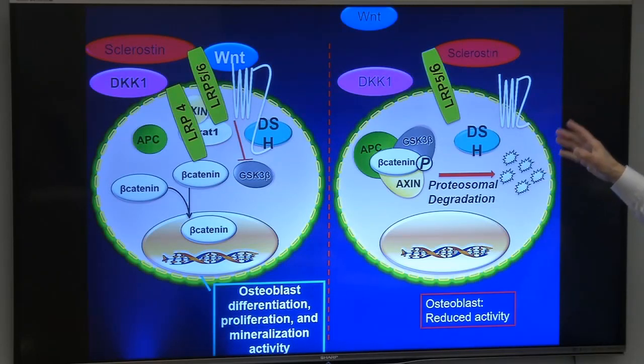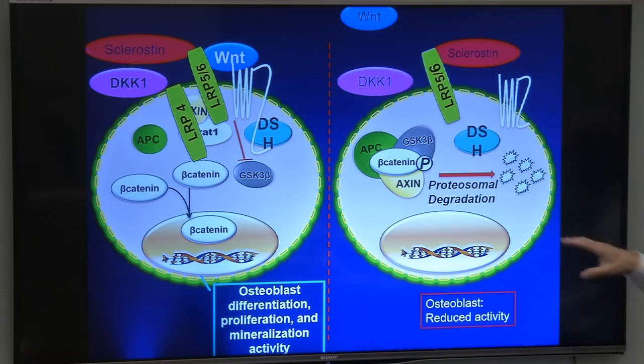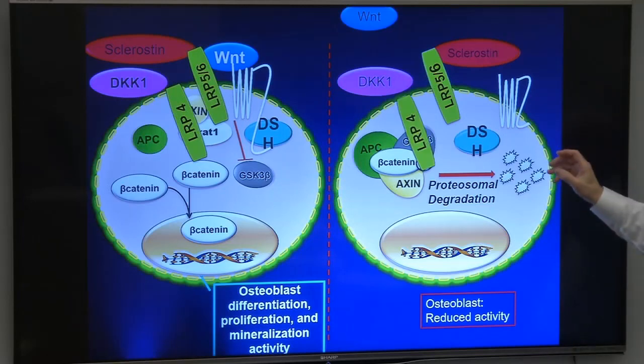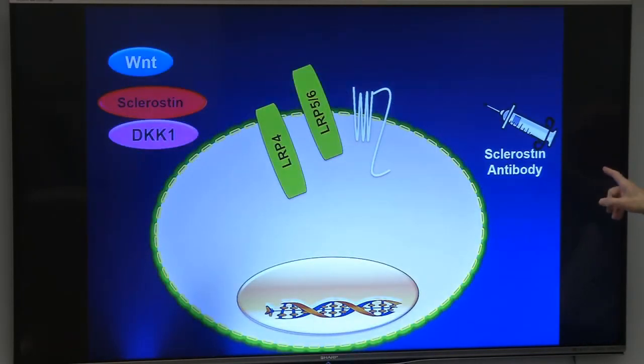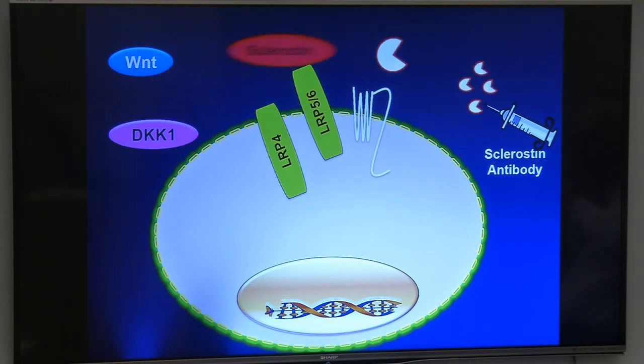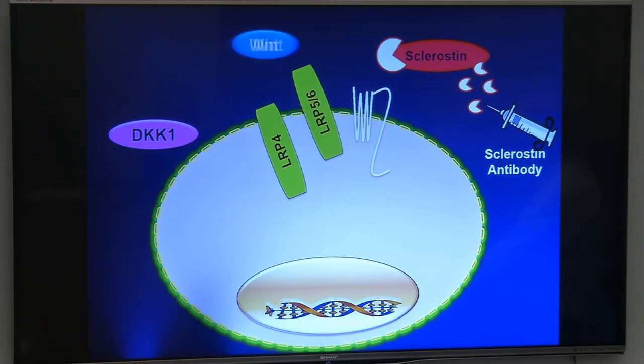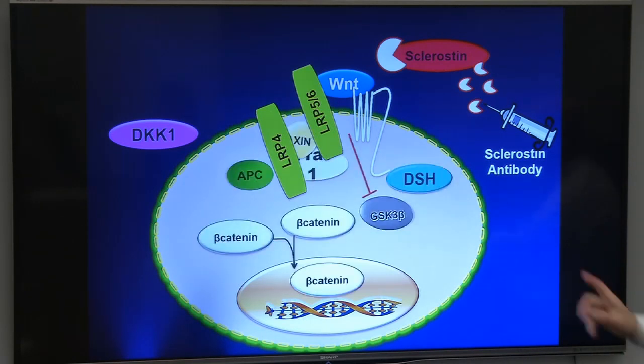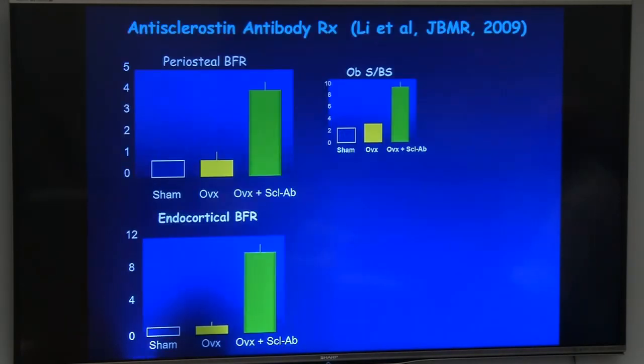If you have a lot of sclerostin, you'll block a lot of this pathway. If you have less sclerostin, you'll let it go. So if you had an antibody against sclerostin, what would happen is that sclerostin would bind to the antibody and then free up or allow Wnt to gain access to its system and get beta-catenin going. So it's neat. It's really neat. So by developing an anti-sclerostin, you could have an anabolic agent.